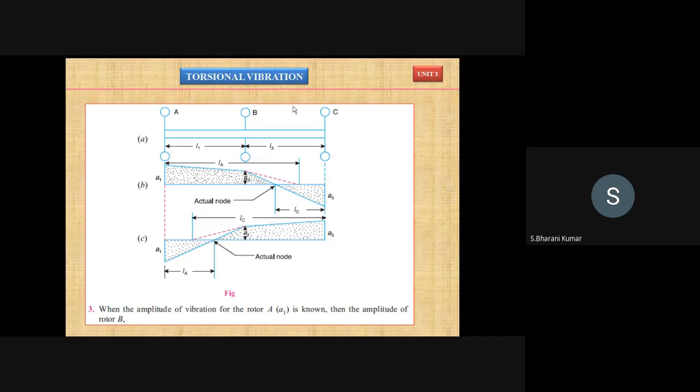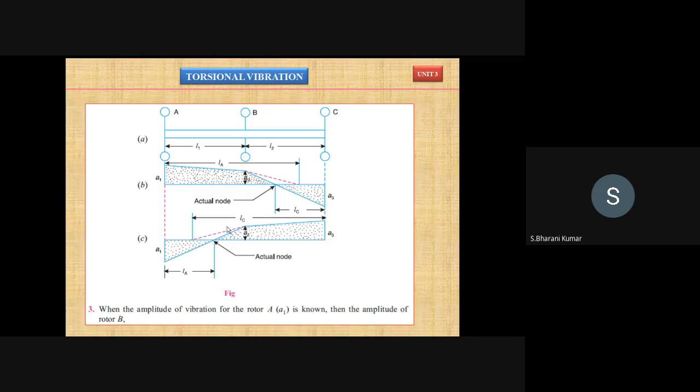What we have seen already is a three rotor system, two node system. Here is a single node system, where only one node will be used. This is called the actual node, and this is the length of the first node. LA is different, and the actual node point is different. In some problems we want to find out the actual node values as well as the length of the shaft values. Both things we want to find out.